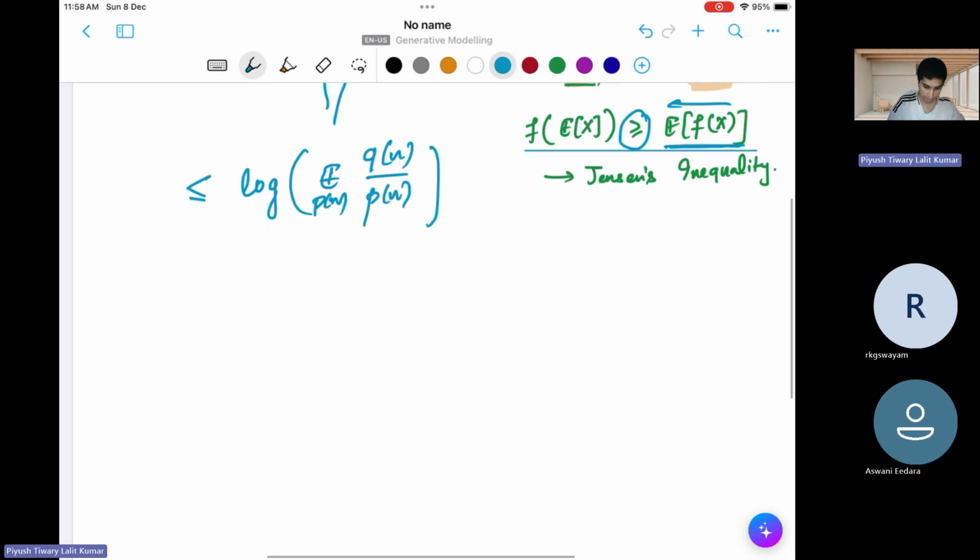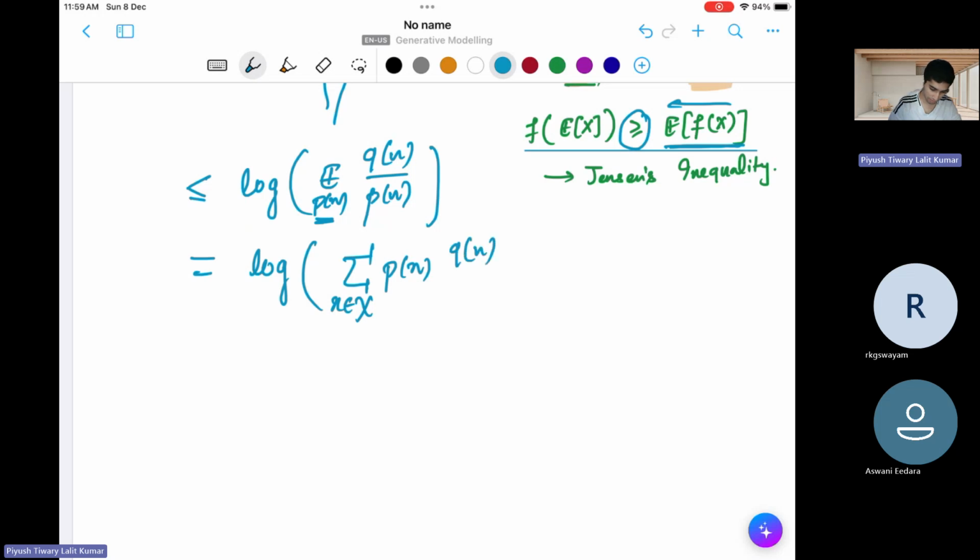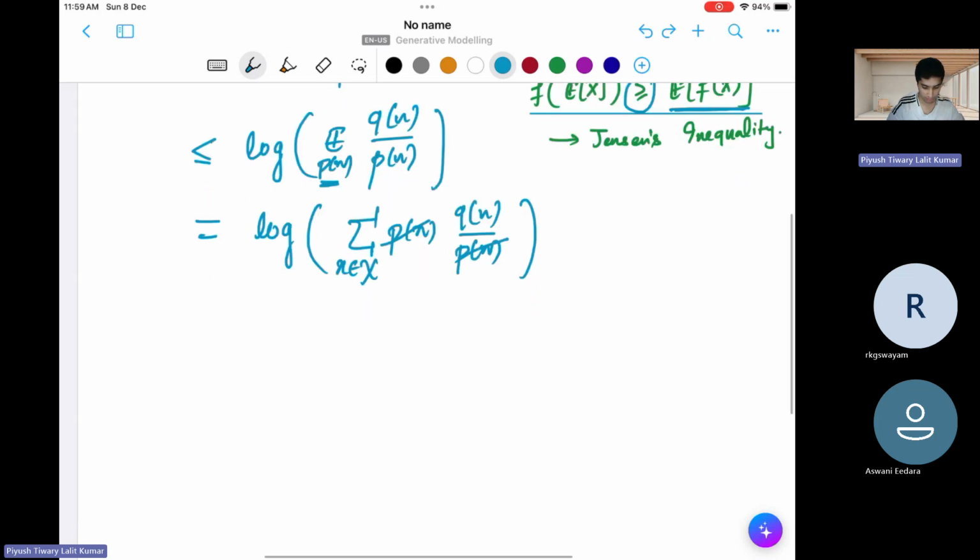So we have this result now. What can we say about this thing? It is equal to log of the expected value of q(x) by p(x) under p(x). I will write this down for a discrete random variable, but it is true for continuous random variables as well. The expected value can be written as the summation over x belonging to the set X of p(x), because that is what this expectation is under, times the value of the random variable, q(x) by p(x). This is just by the definition of expectation. Now p(x) and p(x) cancel out.